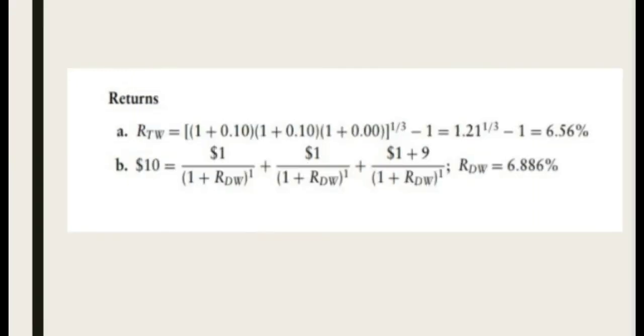The time-weighted return equals (1 plus 0.10) times (1 plus 0.10) times (1 plus 0.00) to the power of 1/3 minus 1, equals 1.21 to the power of 1/3 minus 1, equals 6.56%. And letter B: $10 equals $1 over (1 plus RDW) to the power of 1, plus $1 over (1 plus RDW) to the power of 1, plus ($1 plus 9) over (1 plus RDW) to the power of 1. And the dollar-weighted return is equal to 6.886%.